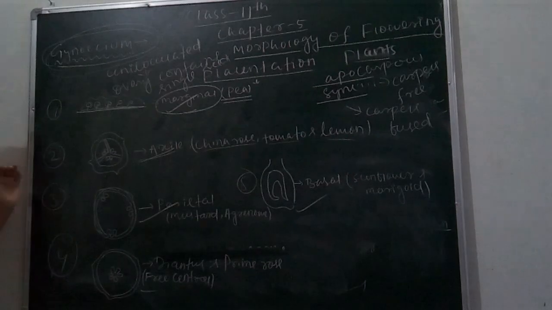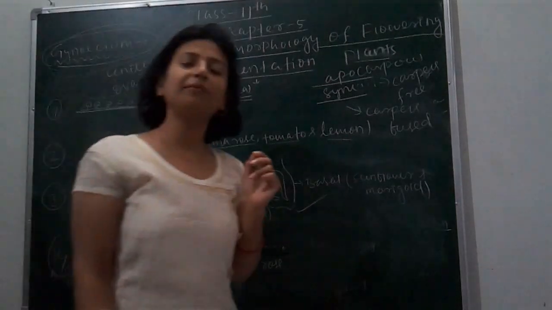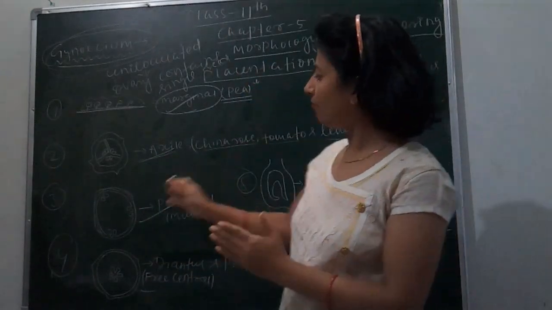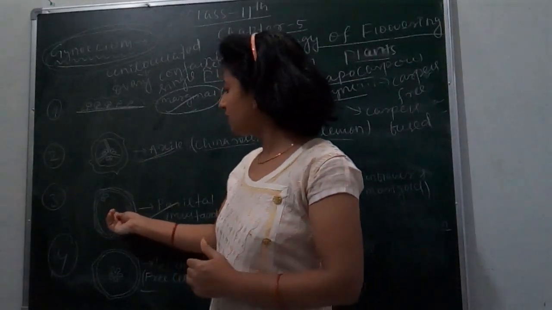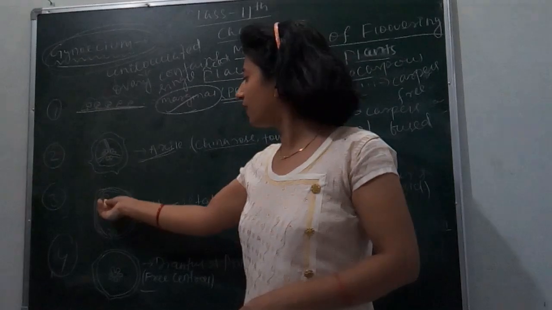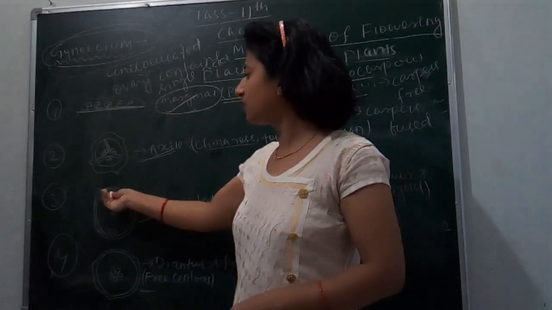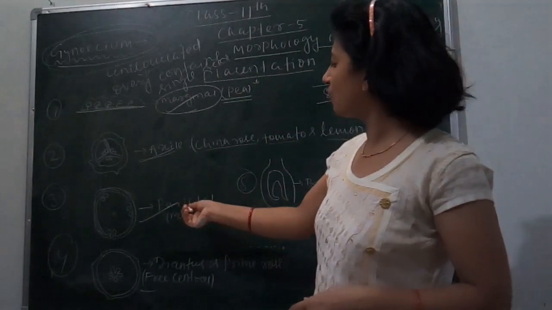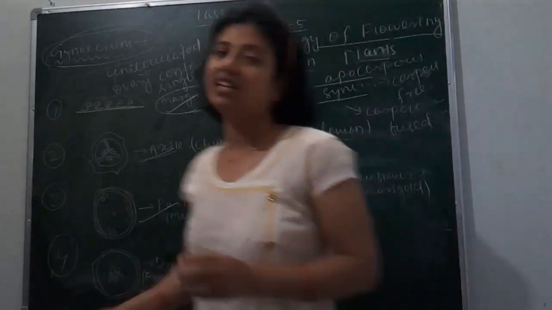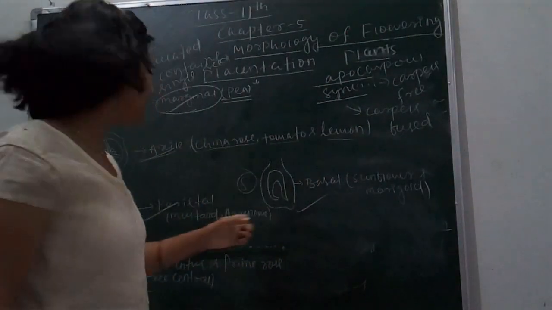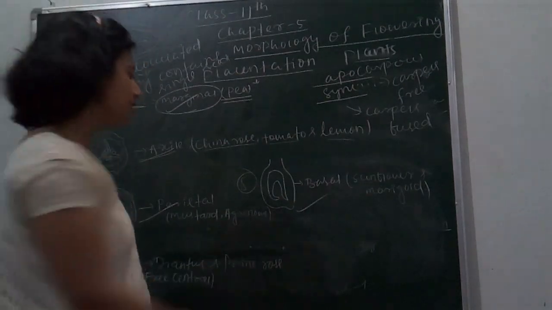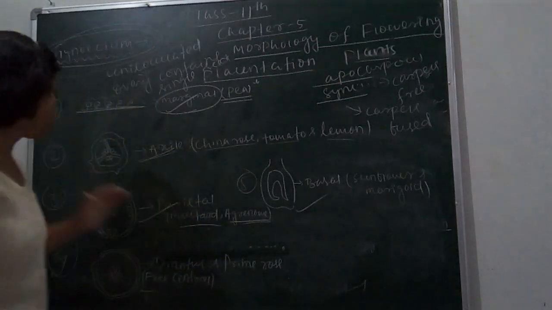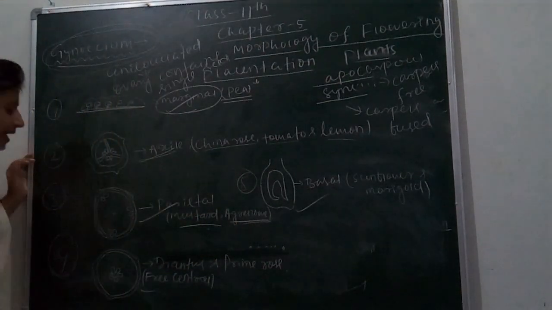Next one is your parietal. Parietal means periphery, away from the center. This is the center. The seeds are not present in the center. They are present away from the center, that's why they are present in the periphery. This type of arrangement is called parietal, and you can see it in mustard and argemone. This is also an oil seed. Mustard and argemone show parietal placentation.